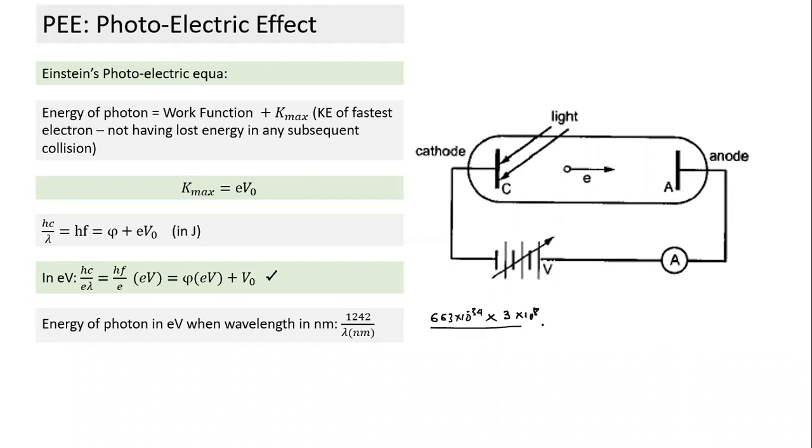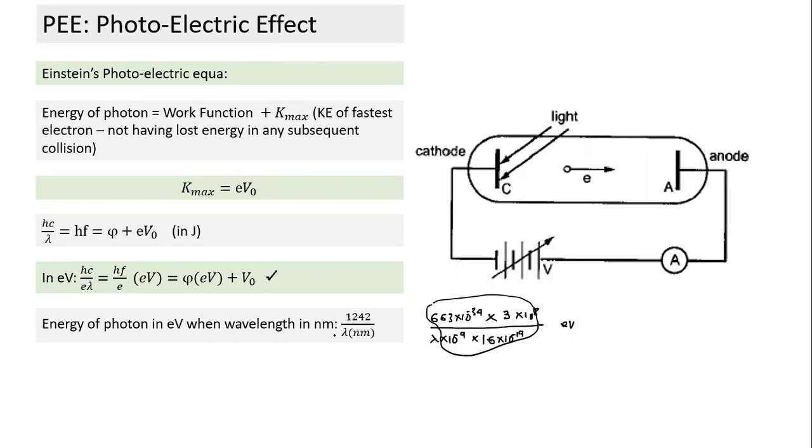And if the wavelength is in nanometer, many times you take the wavelength in nanometer, I need to convert it into meter. Then this is in joules. To convert into electron volt, I will divide by 1.6 into 10 to the power minus 19. So all this put together comes roughly equal to 1242.